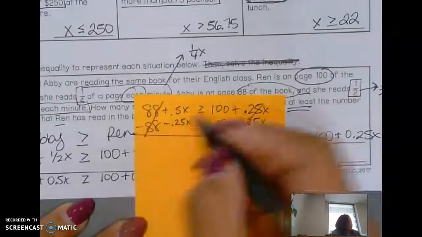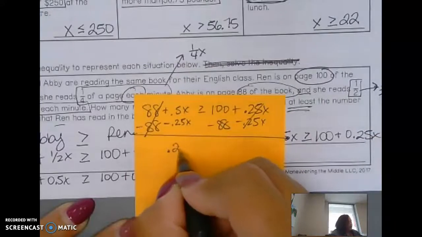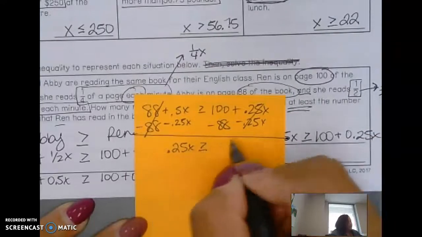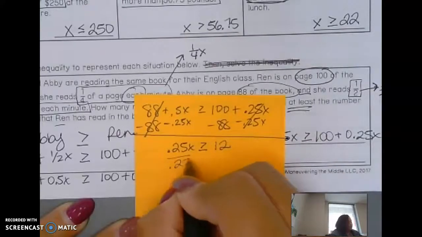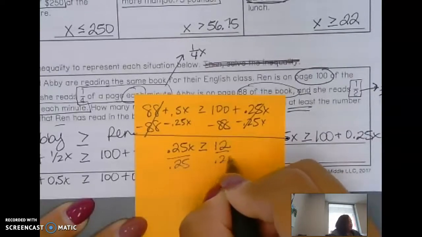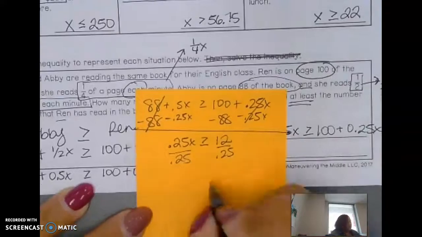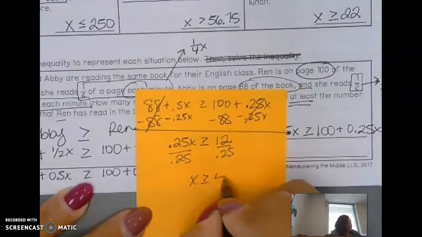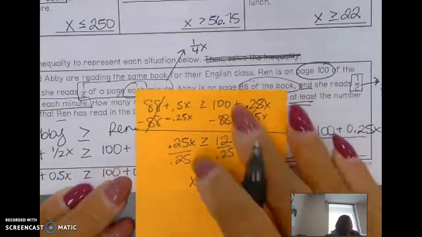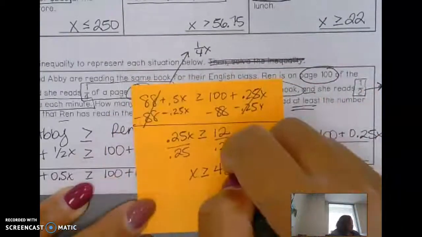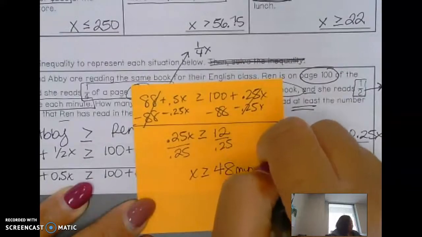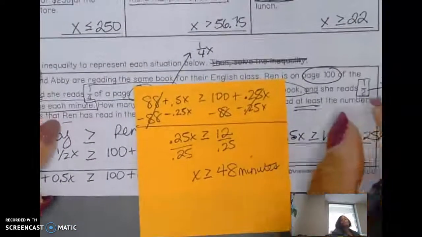These cancel out. These cancel out. I've got 0.25 X left is greater than or equal to 12. Divide by 0.25, which is the same as multiplying by 4. X is greater than or equal to 48 minutes. Boom. All right.